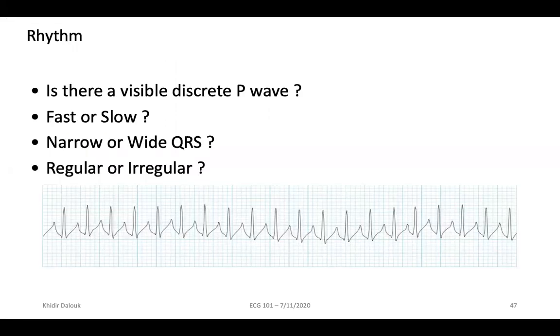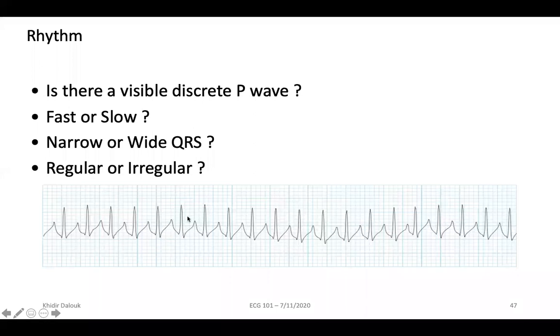In order to determine what the rhythm is, it's important to see: do you see discrete P waves or not? Is the rhythm fast or slow? Fast, of course, is more than 100 beats per minute. Slow is less than 60. Is the rhythm narrow or wide? Narrow and wide is defined by the width of the QRS. If the QRS is more than 120 milliseconds, this is by definition a wide QRS. If it's less than that, it's narrow. And then is the rhythm regular or irregular?